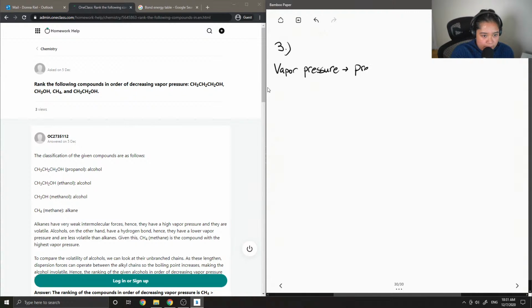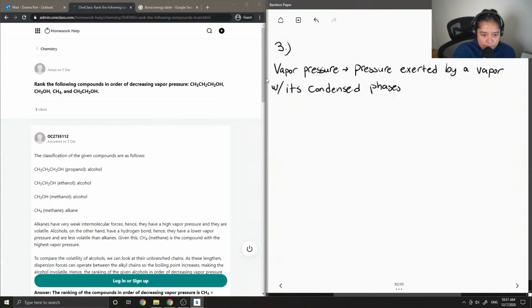Vapor pressure is the pressure exerted by a vapor with its condensed phases, either as a solid or liquid, at a given temperature in a closed system.